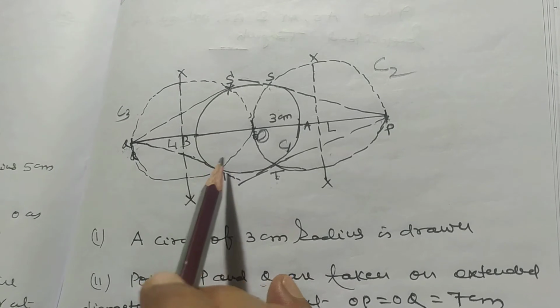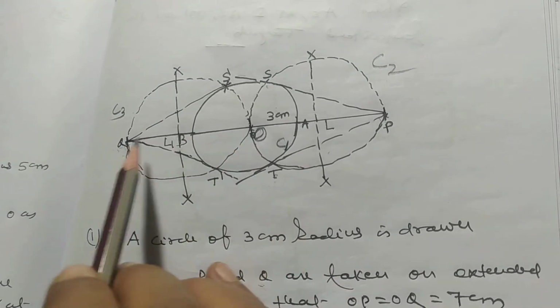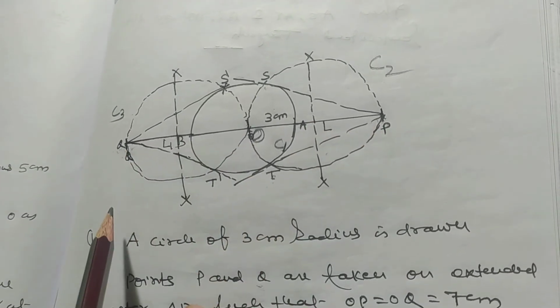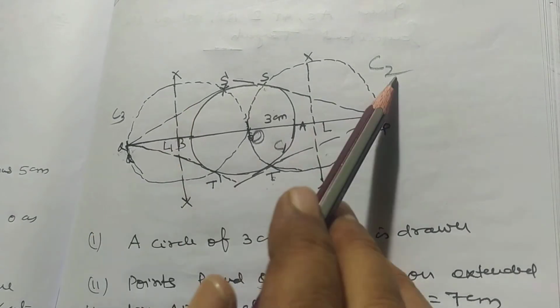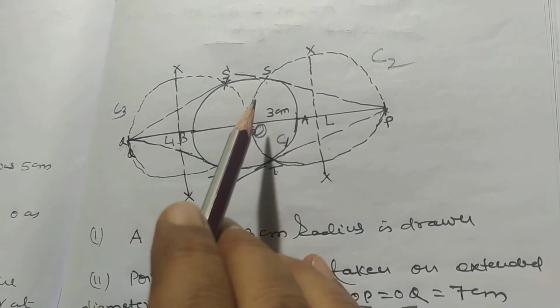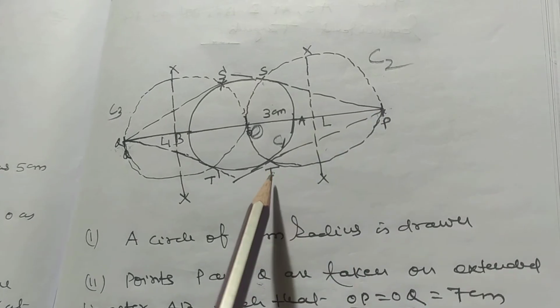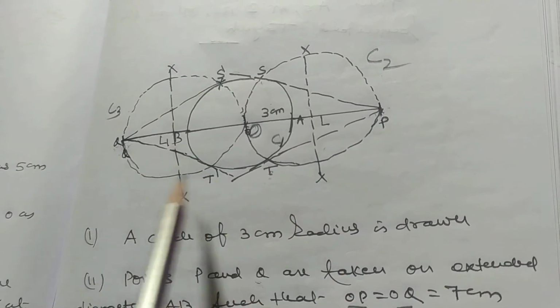Since these diameters OQ and OP both are equal, the radii of C2 and C3 are equal. That's why the lengths of tangents PS and PT are equal to QS dash and QT dash.